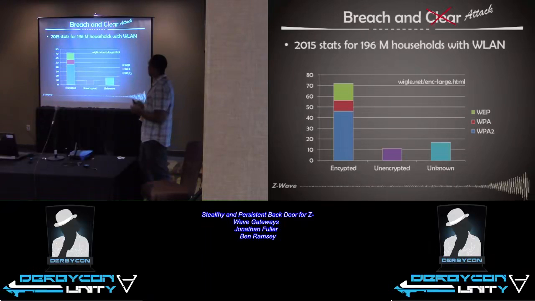So 2015 stats for 196 million households. Just to give you a snapshot of how many households use Wi-Fi, wireless local area networks, about 45% are encrypted with WPA2, 18% with WEP, and about 7 or 8% with WPA. 11% unencrypted, and about 17% are unknown, and this is as of January of this year.